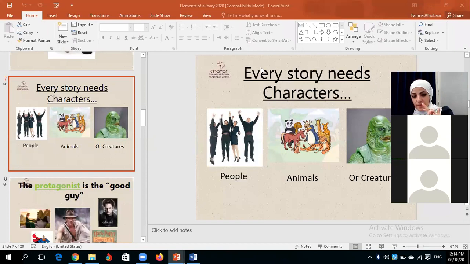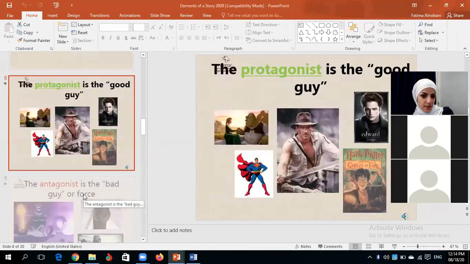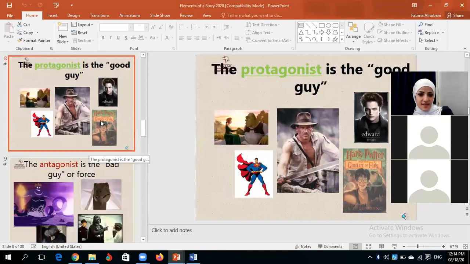Good and bad. Protagonist is the good one. Great. And the antagonist is the bad character. Okay, I see a lot of hands, so I'm trying to manage participation. So Razan said the protagonist is the good guy, the good character, and the antagonist is the bad guy or the bad force. For example, if we have character versus nature, nature is the antagonist. It's the bad force in the story.